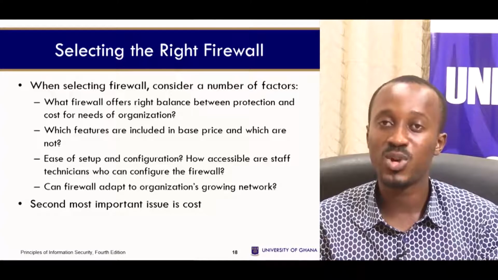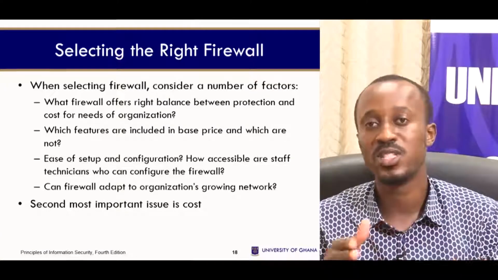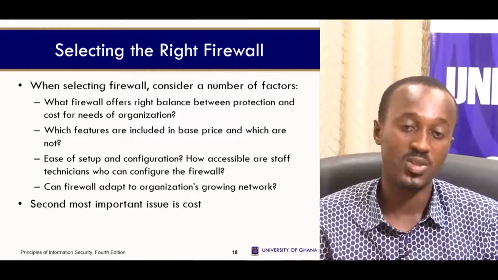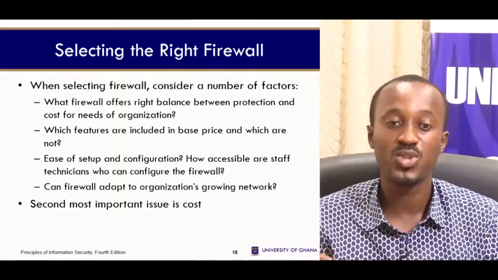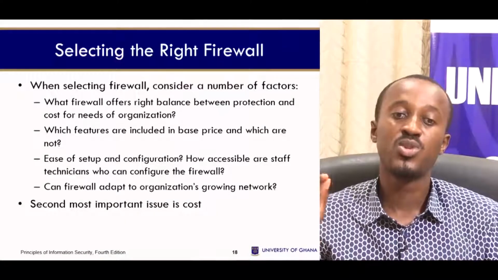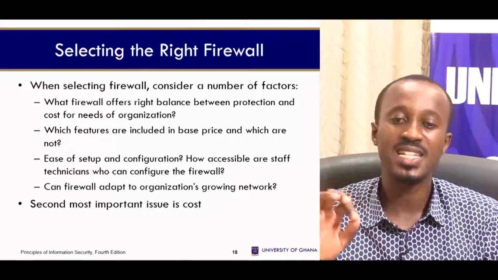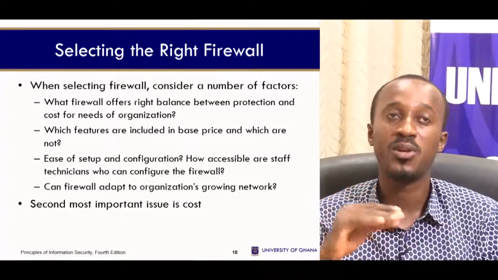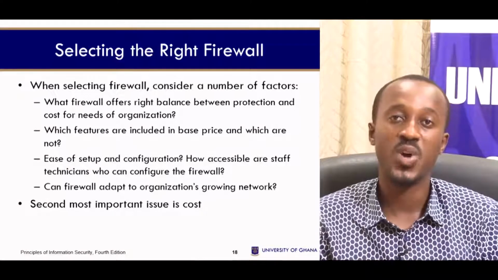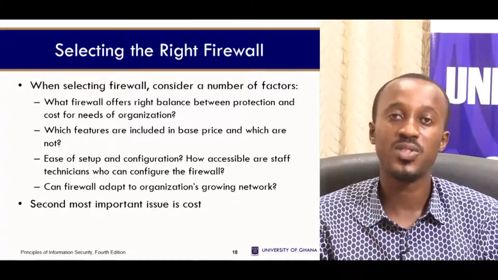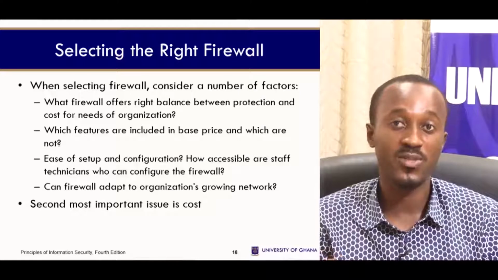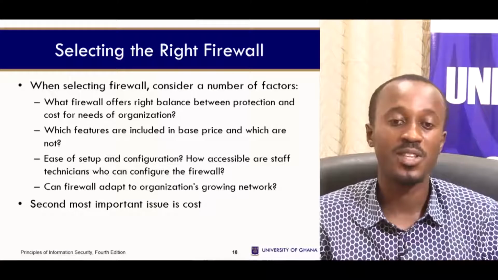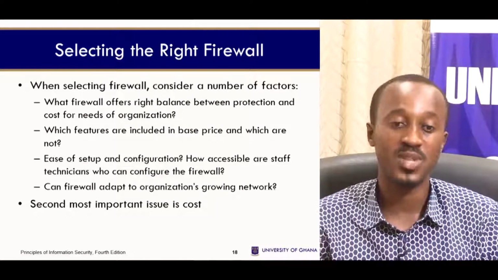So you check that you don't put all your money into buying a firewall if it's going to be to the detriment of the company. So you need to have a balance in there. That's one of the very first things you need to look at before you select the right firewall. The second thing is that you need to know which features are included in the base price and which are not. There are certain firewalls where, on the base price, for every additional feature you might have to purchase again. So you need to be very careful. It might be stated, but you need to know which of them is given to you in the base price and which one you have to buy in addition.